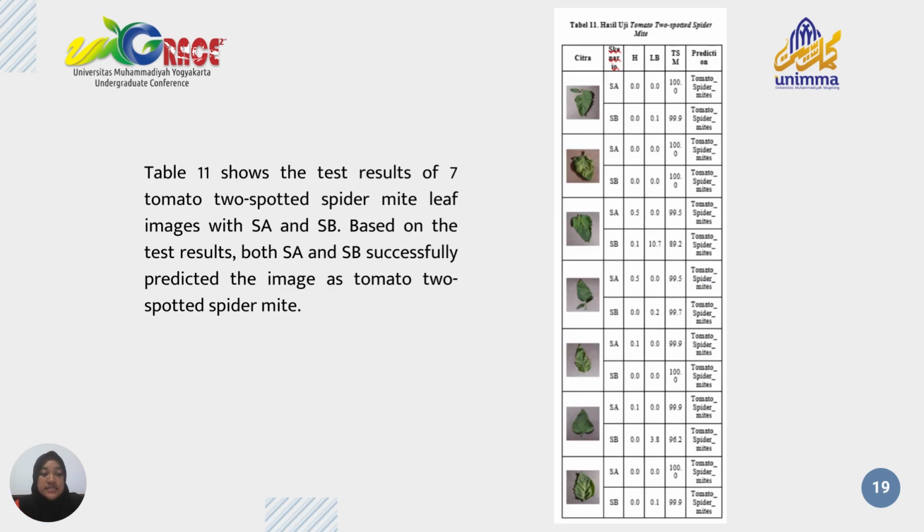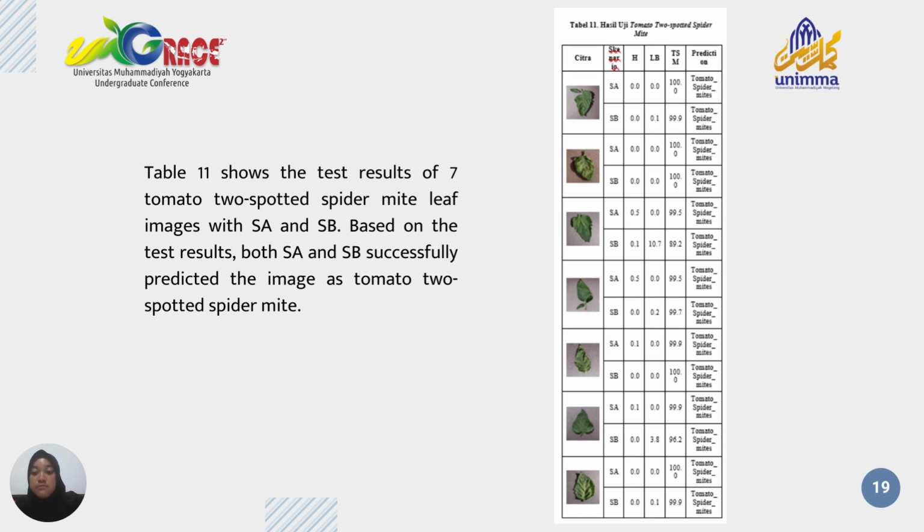And the next, table 11 shows the test result of 7 tomato two spotted spider mite leaf images with SA and SB. Based on the test result, both SA and SB successfully predicted the image as tomato two spotted spider mite. So, from the result of testing 21 tomato leaf images from three labels, both SA and SB models are able to provide prediction of tomato healthy, tomato leaf mold, and tomato spotted spider mite with a fairly high accuracy.